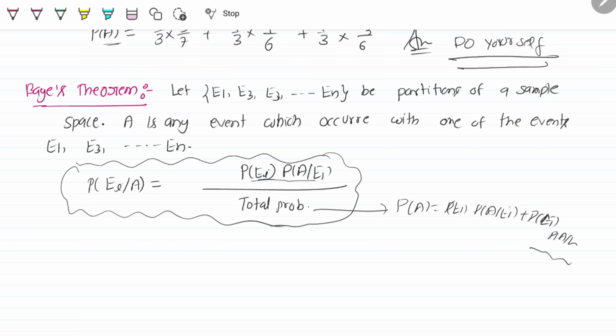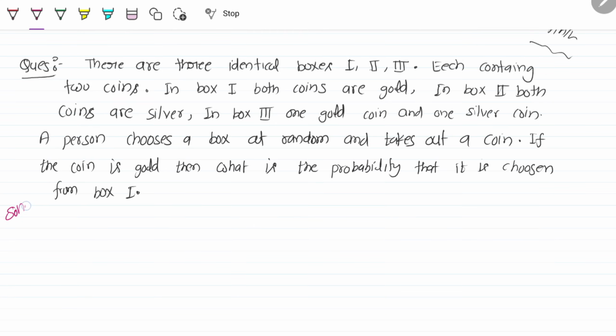They will ask you, I want the black ball from bag 1 only. Okay, I want the red ball from bag 2 only. Like that they will ask. Through questions understand. I am putting one question over here. The question is, there are 3 identical boxes, namely box 1, box 2, box 3, each containing 2 coins.